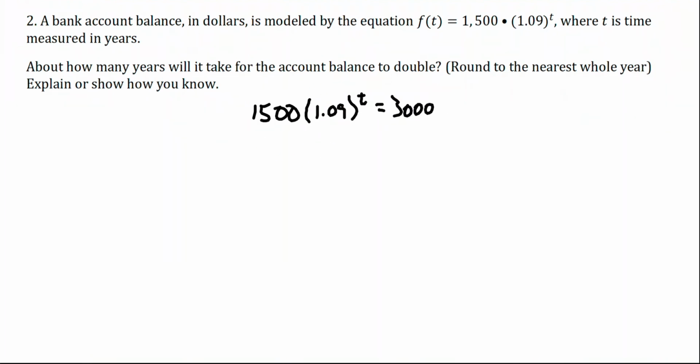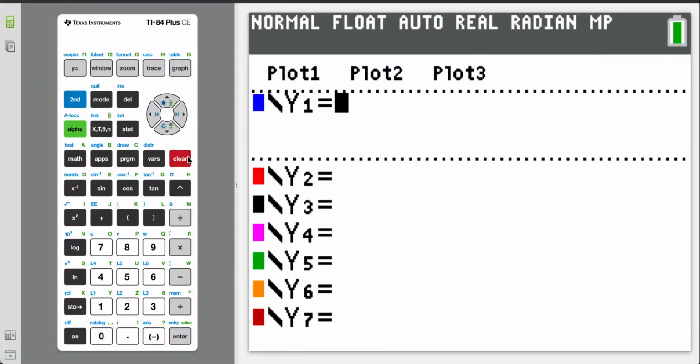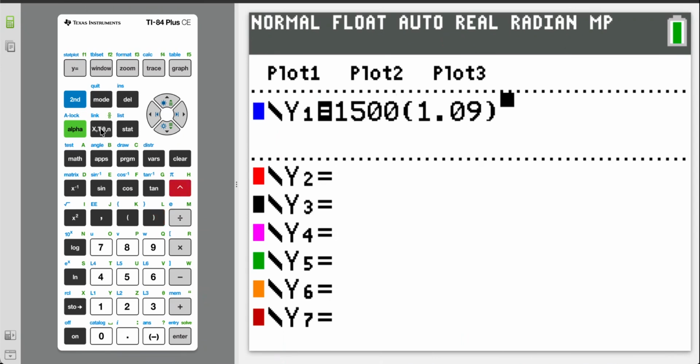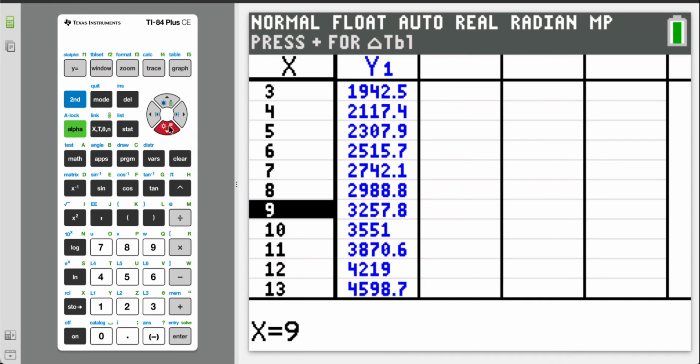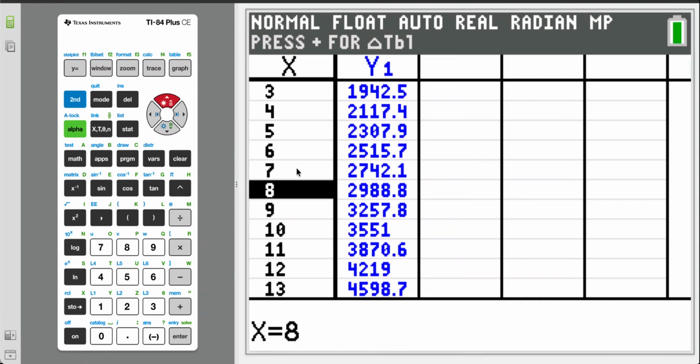So if I put this function in, so if I go back to y equals and put in 1,500 times 1.09 to the x power, remember we have to use the variable of x on the calculator, and I go back to my table, so second graph, I can see that the first time I get above 3,000 is after 9 years, but it just asks about how many years will it take to double. So this is the value that's closest to 3,000, right? So I'm going to say after 8 years.